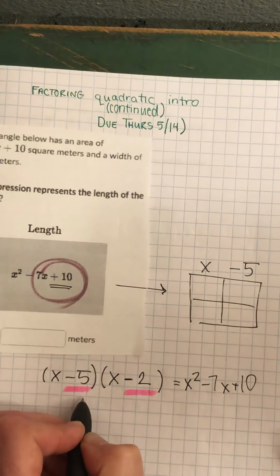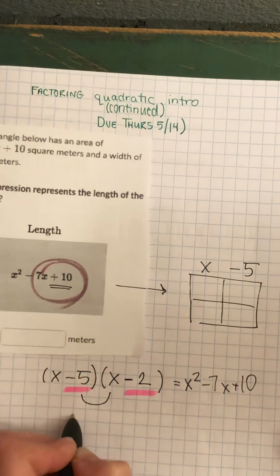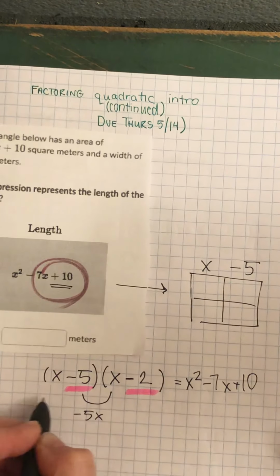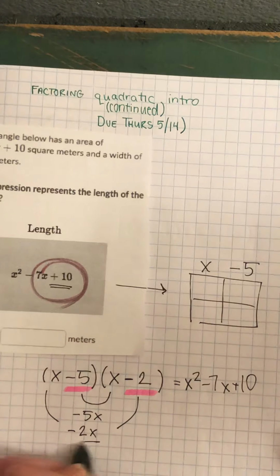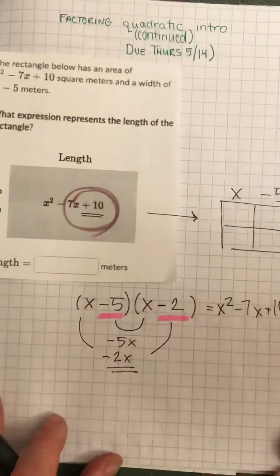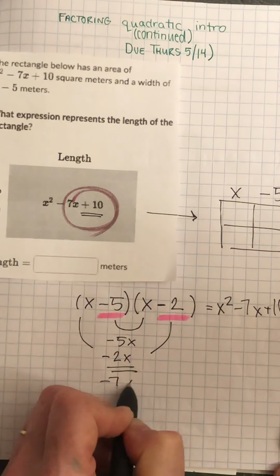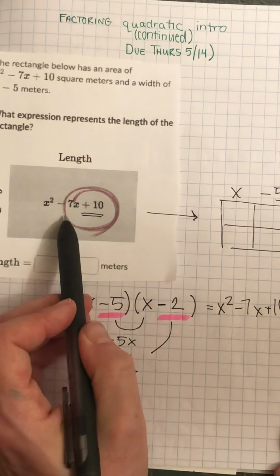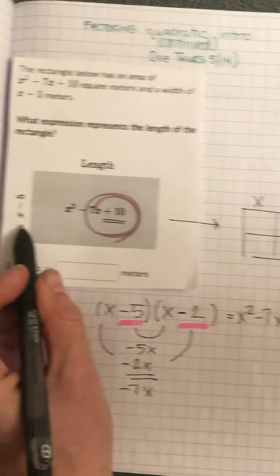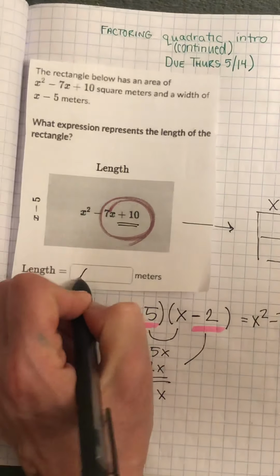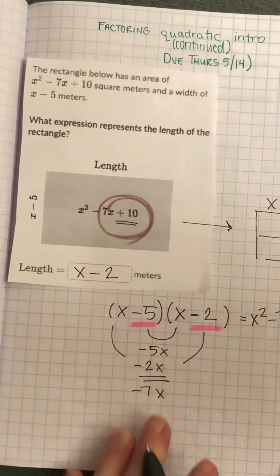So let's do inner and outer and see if that works. The inside is negative 5x. The outside is negative 2x. If I combine them, I get negative 7x, which is this middle term right here. So my other length, we already are given x minus 5. X minus 2 is the other one.